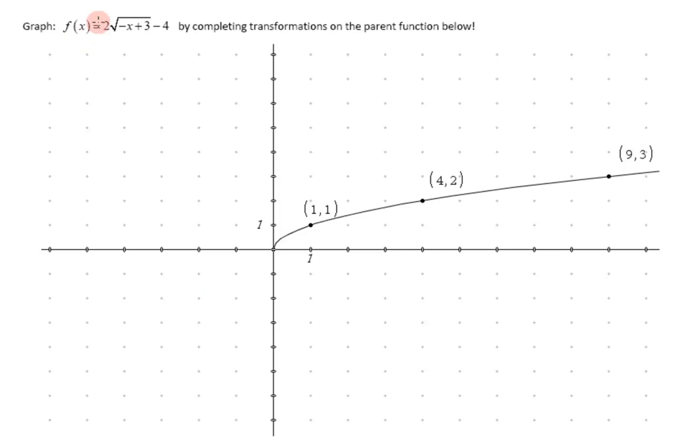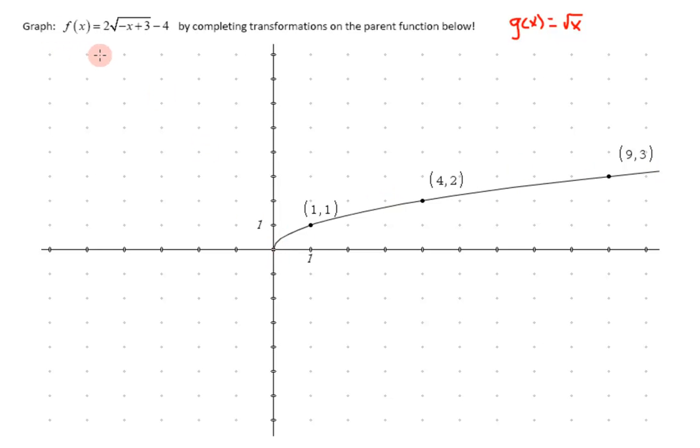We're going to graph this function here by completing transformations on the parent function. This is a square root graph. You'll notice I have the square root function drawn in. This is just the parent function, meaning g of x equal to the square root of x. That's this line right here. I want to graph this line knowing some points on the parent function.